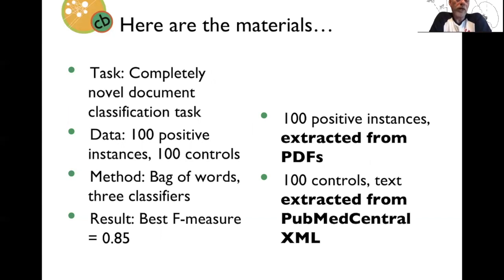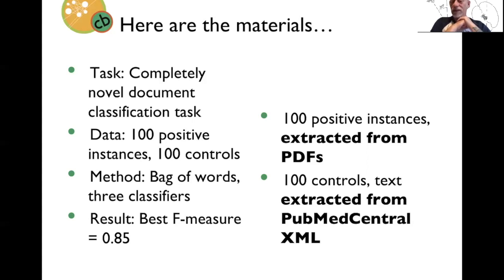I told you a little bit about the data, but not everything. My 100 positive instances were extracted from PDFs. The 100 controls were text that was taken out of PubMed Central XML. Now, it happens to be the case that if your data source is what's called PubMed Central XML, it's very clean. In contrast, if you extracted your data from PDFs, there's usually some noise in it.